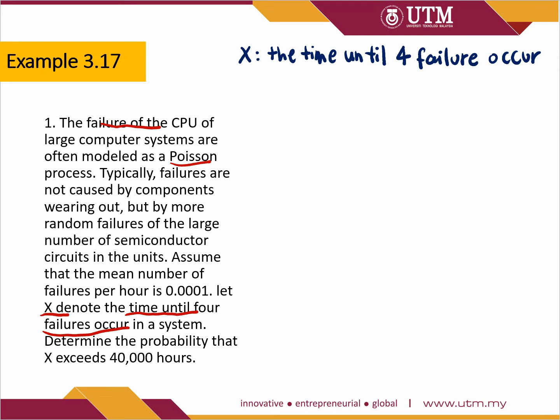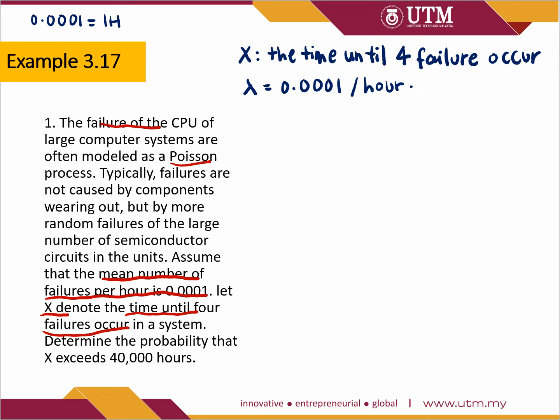And here we have this lambda, the mean number of failures per hour, which is this value. So lambda is defined as 0.0001, given this is per hour, meaning that 0.0001 failures per 1 hour.